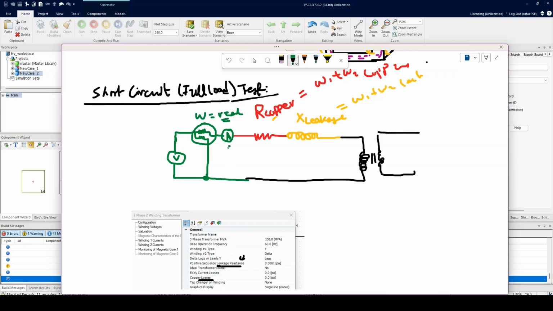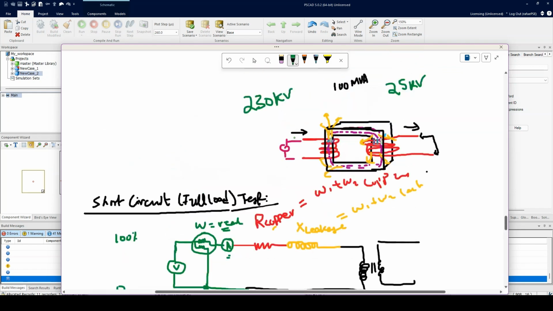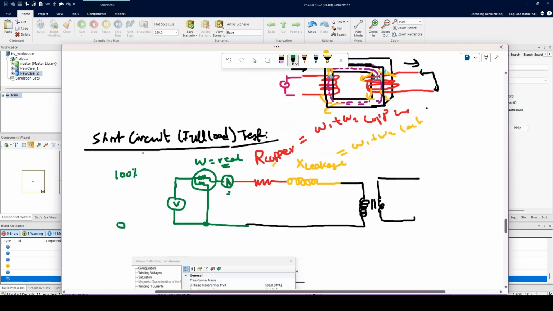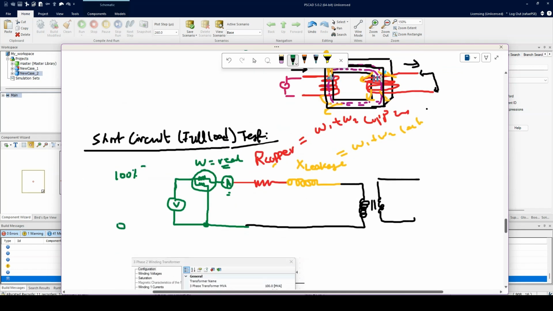We have an ammeter as well, which gives us the ammeter reading, and then of course we have the voltage source, which we can control from, let's say, 0 to 100%. If this transformer is 230 kV, and we set this voltage source at 100%, it would apply 230 kV, but that's not what's applied in the short circuit case. So let me tell you what we do.